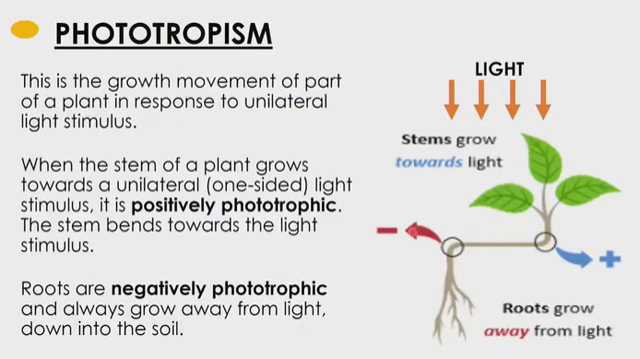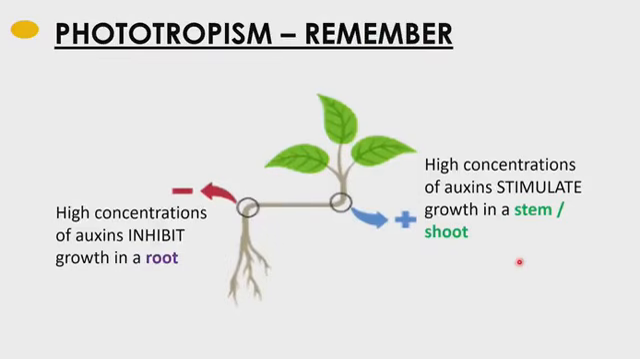Now, as you can see from the diagram here, if this is some other germinating plant which has a root component and a stem component, the stem part will actually grow towards the light, whereas the root will grow away from the light. So we say that stems are positively phototropic and roots are negatively phototropic. Okay. Now, an important thing to remember when we talk about auxins and phototropism is the effect that the concentration of the auxin has in the root and the stem.